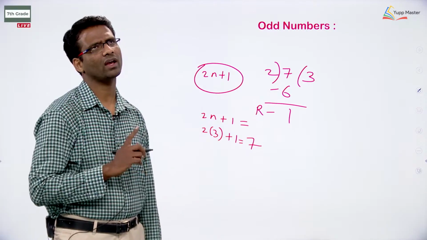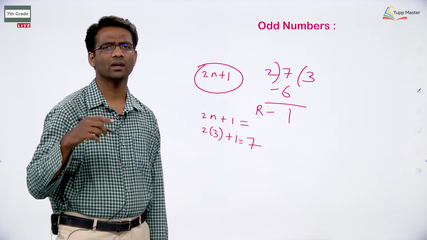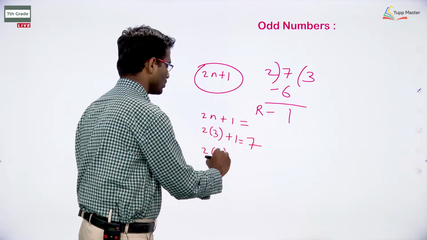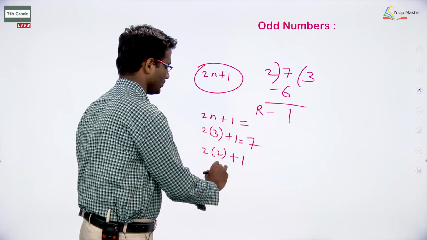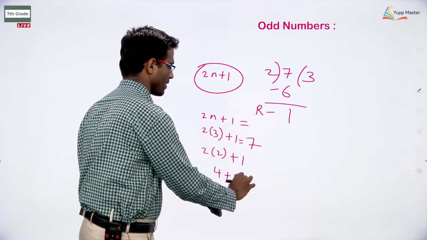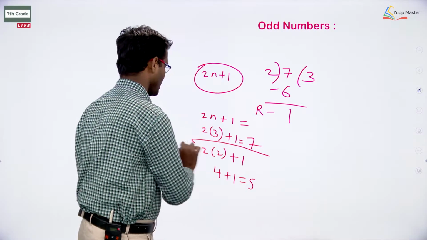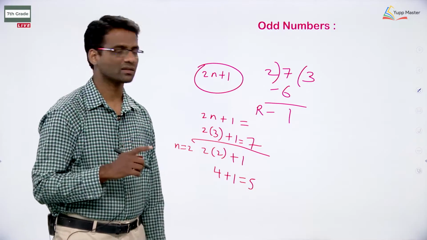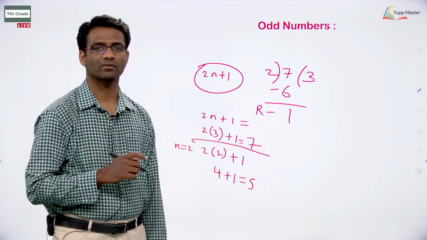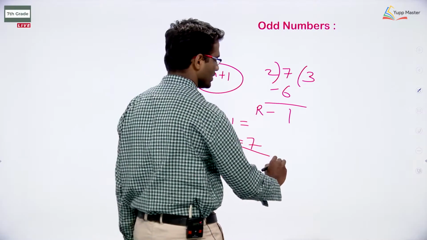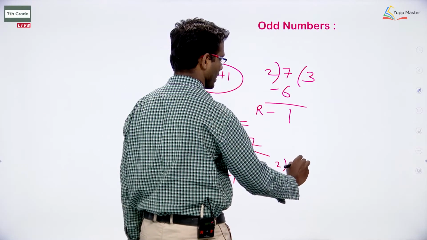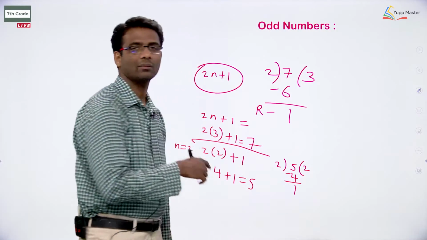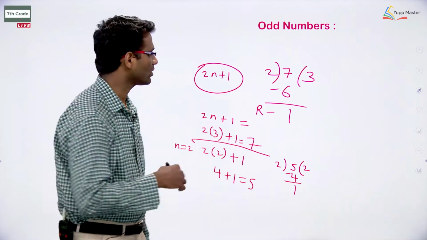If I write in place of n an even number, then 2 twos are 4, plus 1, is 5. Here I have taken n as an even number, n equal to 2, but still I am getting an odd number, which is 5. Is 5 divisible by 2? No. The remainder it is leaving is 1, okay?